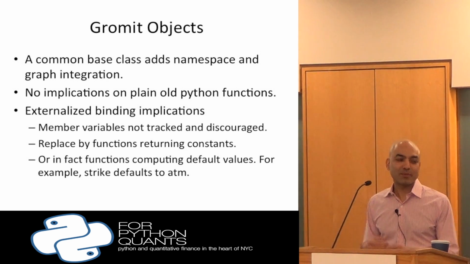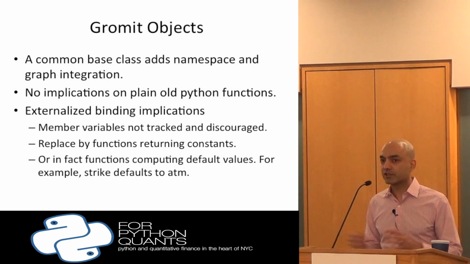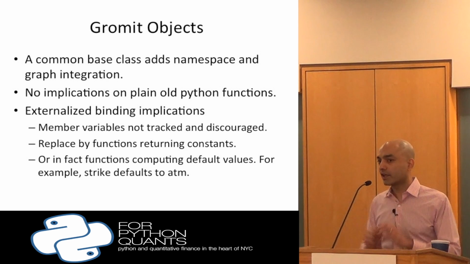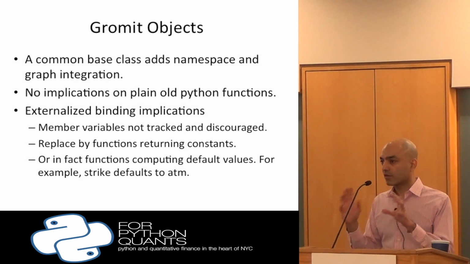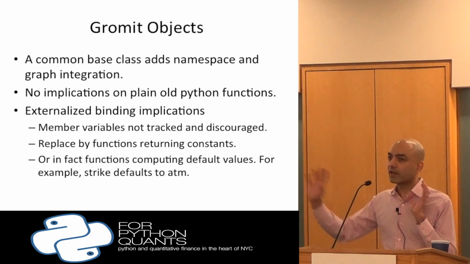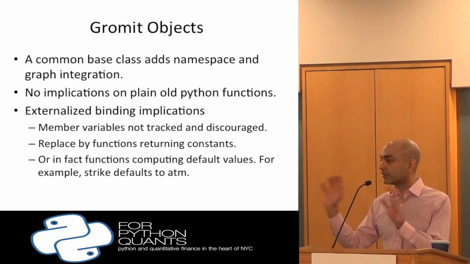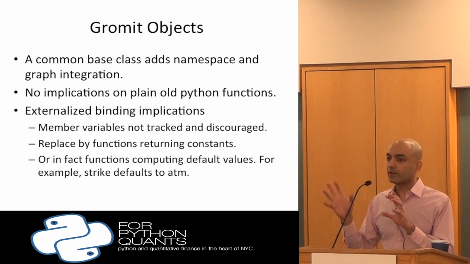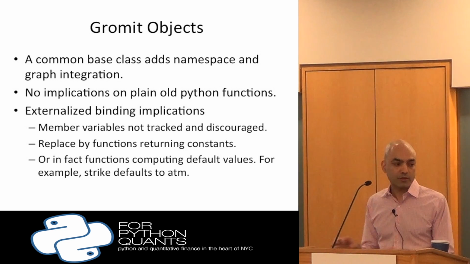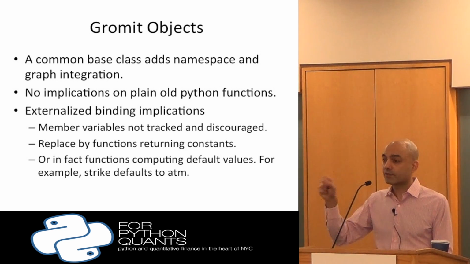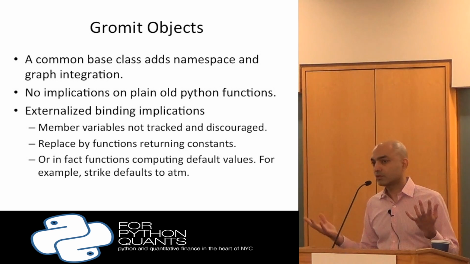So it's a common base class, basically. It just adds namespaces and some graph integration. It hooks into every function call invocation, and whenever you call a function, instead of calling the function, it looks it up in its cache of nodes and maps it to a node. If it's valid, it gives you back the value. Otherwise, it goes and does the computation. There's no implication on plain old Python functions. So if you have a member function of a class which doesn't have this Ceph decorator, it behaves just as usual.